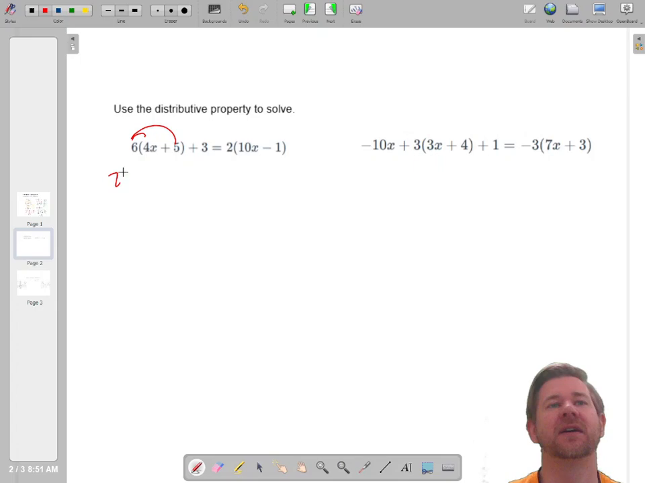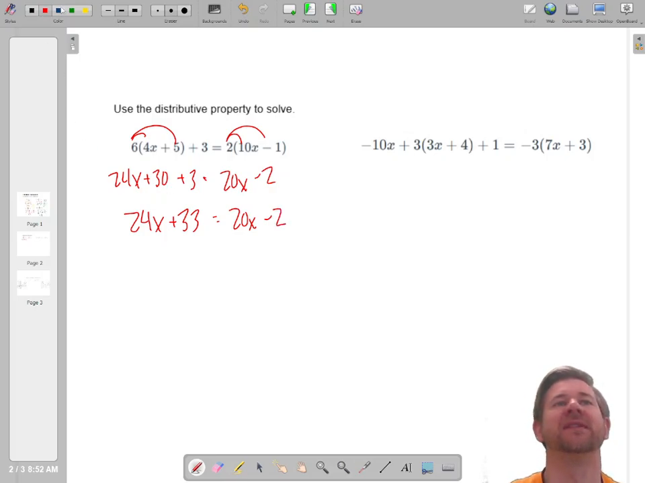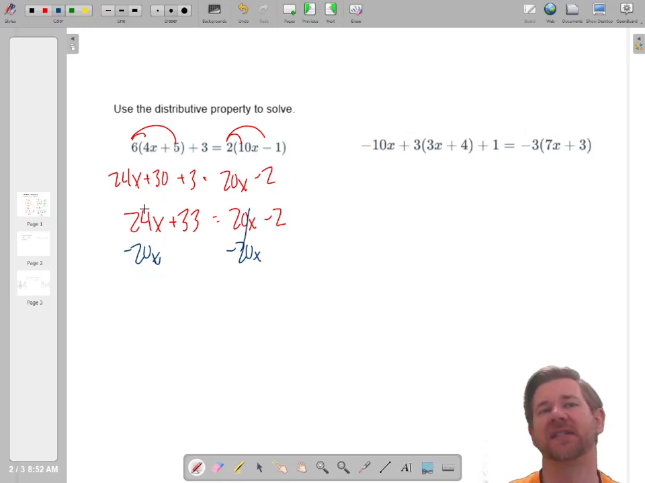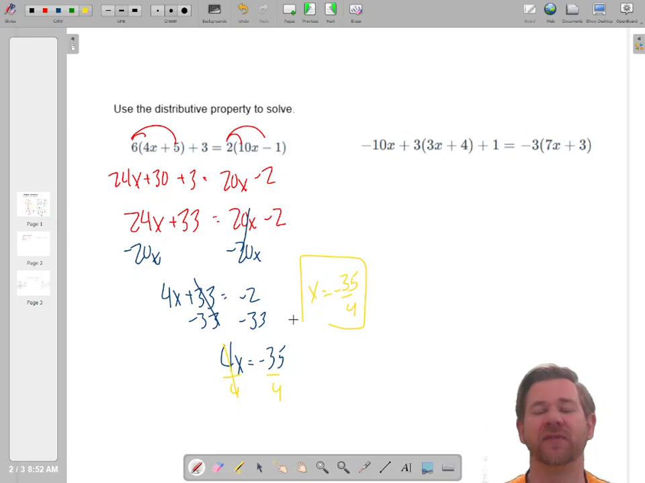So on the left side, 24x plus 30, and on the right side, 20x minus 2. Let's combine some like terms. That's 33. And now I'm going to get all my x's on one side. I like to move the smaller amount of x's, so I'm going to subtract the 20 x's. That way I end up with a positive amount of x's. That's 4x. And then I'm going to subtract 33. And I have 4x equals negative 35. Last step, divide by 4, and your answer is negative 35 over 4. You can make that a decimal if you want. It's like 8.75. I just don't care. It's fine.